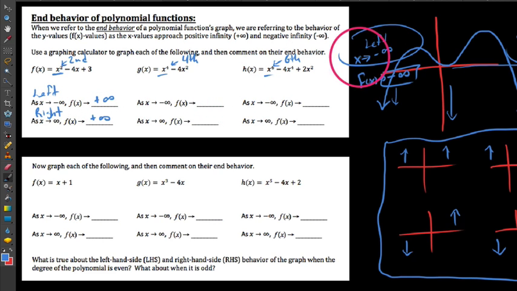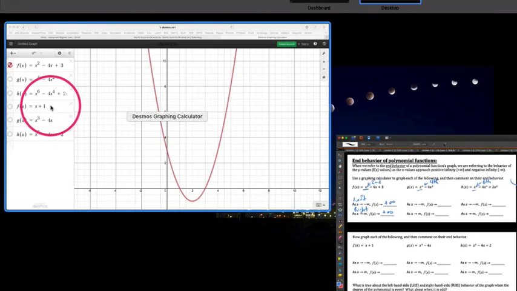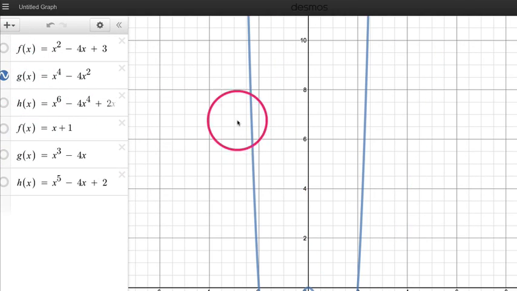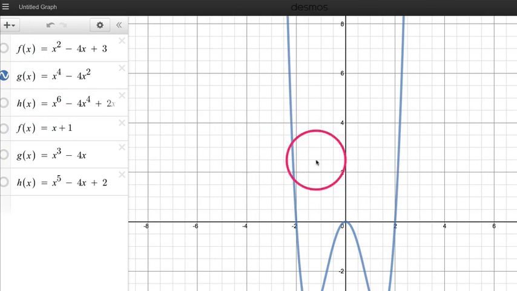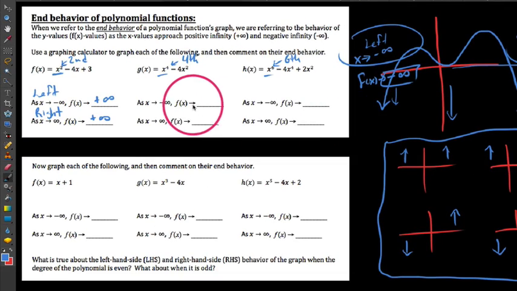So now looking at our second graph, flip back over to here, we have this fourth degree polynomial, and I notice that on its right side and on its left side, it's also rising on both.